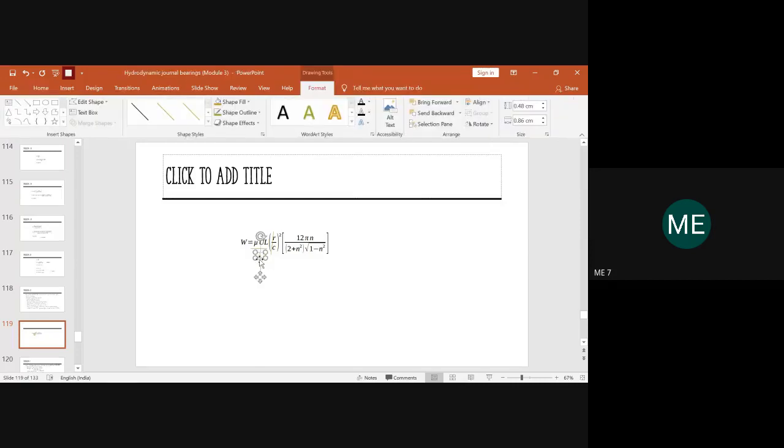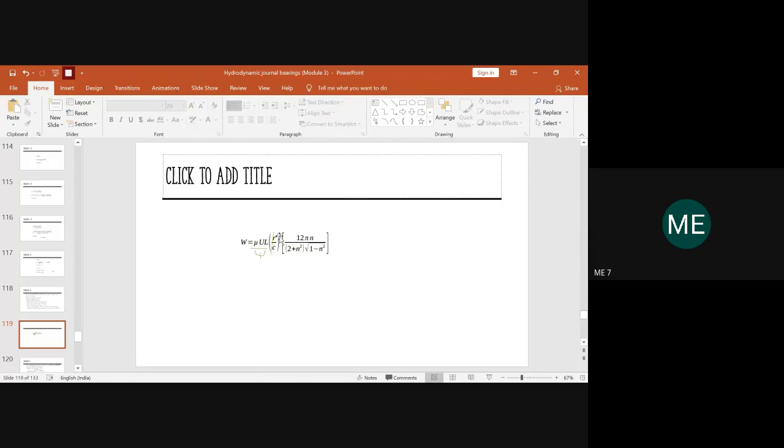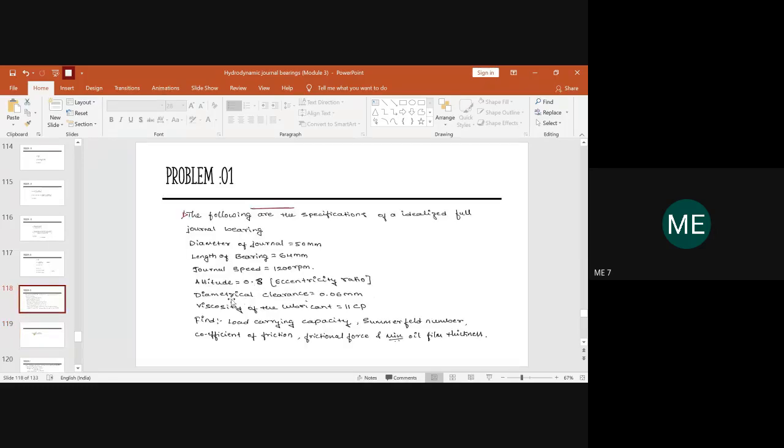The symbol is not showing, so I'm just representing it in the form of chi. So instead of R upon C square, we will make the change in the equation as mu UL upon chi into 12 pi n by 2 plus n square into root of 1 minus n square. Now with the help of the given data, they have given the diametrical clearance and you know the diameter of the journal. With these two values, you will determine the value of chi.